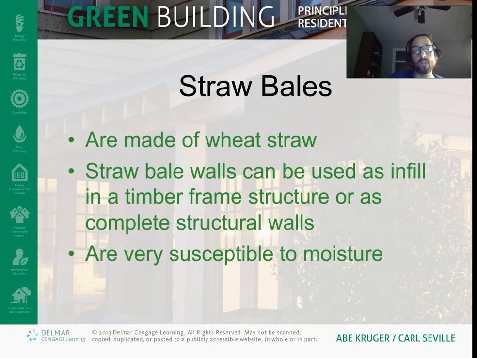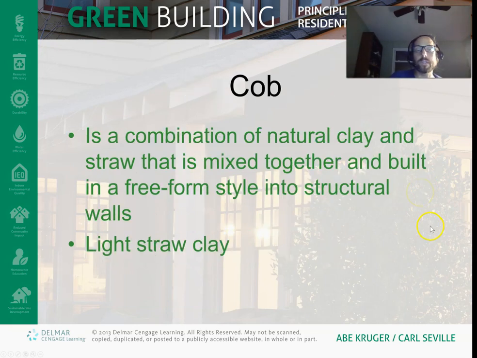Straw bales, believe it or not, are actually made of straw. So the straw basically forms the inside of the walls, and then you have the framing on the outside, and the straw acts as a really good insulator. They are susceptible to moisture, but only if you don't properly seal them.